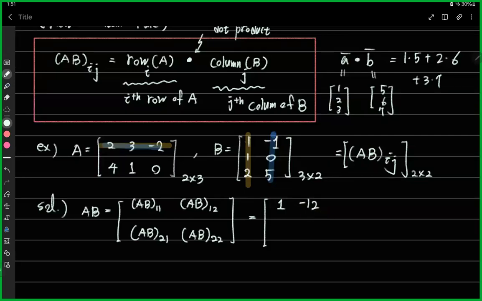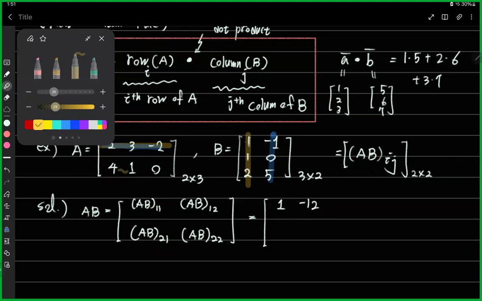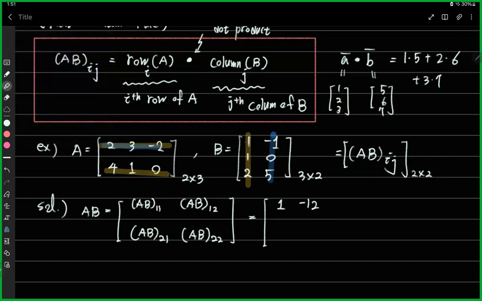And then 2 1 means the dot product of the second row of matrix A with the first column of matrix B. So we got 4 times 1, plus 1 times 1, plus 0 times 2, which is 5. The last one is 4 times negative 1 plus 1 times 0 plus 0 times 5. So we got negative 4.